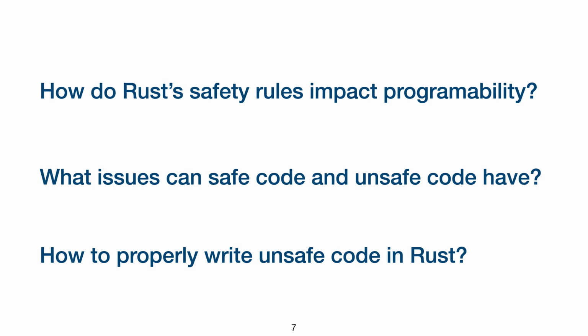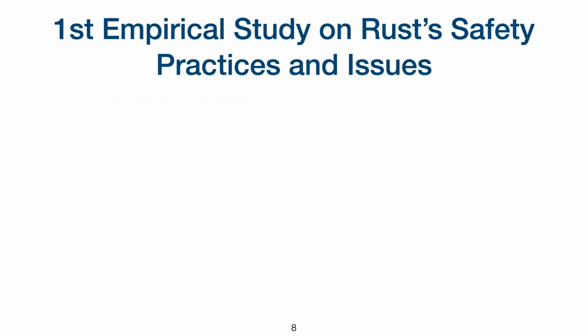Although Rust has been adopted by more and more developers in recent years, there are many key questions that remain to be answered. For example, how well can programmers grasp Rust's complex safety rules? Can safe code in Rust still have issues? How does unsafe code impact the correctness of Rust software? And how can they be properly written? We believe that the best way to answer these questions is through understanding of real-world Rust software.